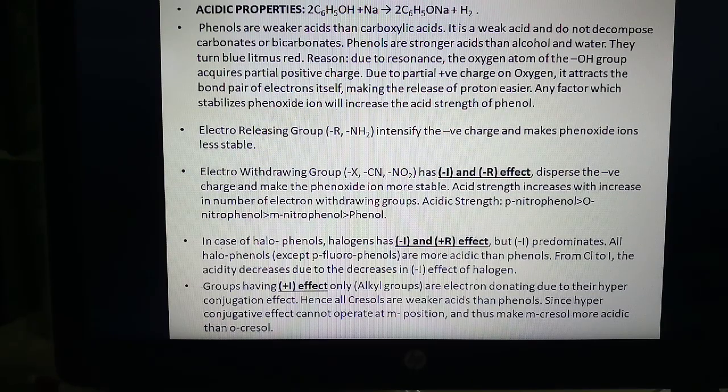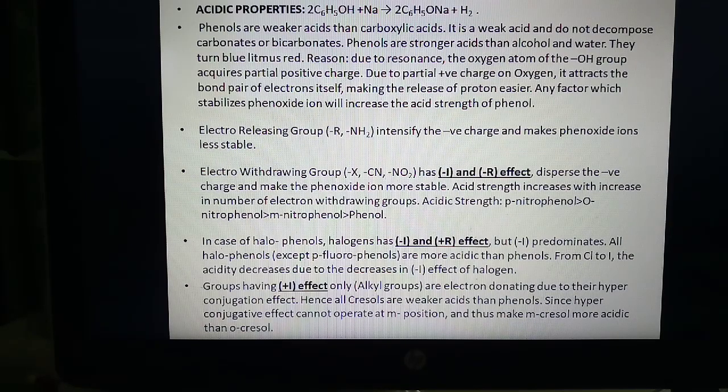Let us see the next point about the electro-withdrawing groups. That is all the halogens, the cyano, the nitro. This type of functional groups are called electro-withdrawing groups, and they have a minus I effect and a minus R effect. Both effects are present on this type of compounds, and they disperse the negative charge and make the phenoxide ion more stable. Acid strength increases with the increase in the number of electron-withdrawing groups.